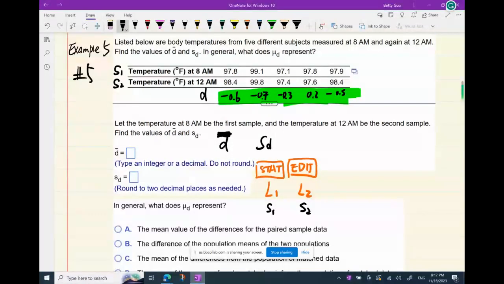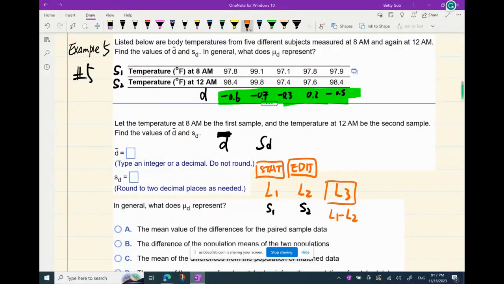Now please move your cursor, excuse me, to L3. You are going to move to L3, but you are going to highlight L3. You are not actually entering values in L3. So go up one time. You are highlighting L3. And when you're highlighting L3, you are going to enter L1 minus L2.